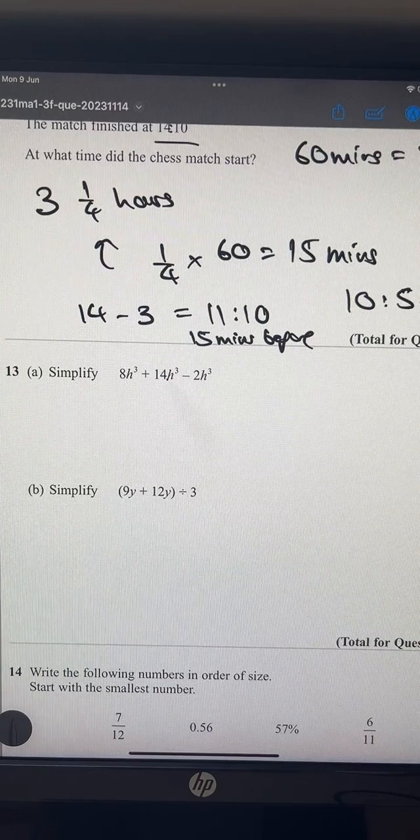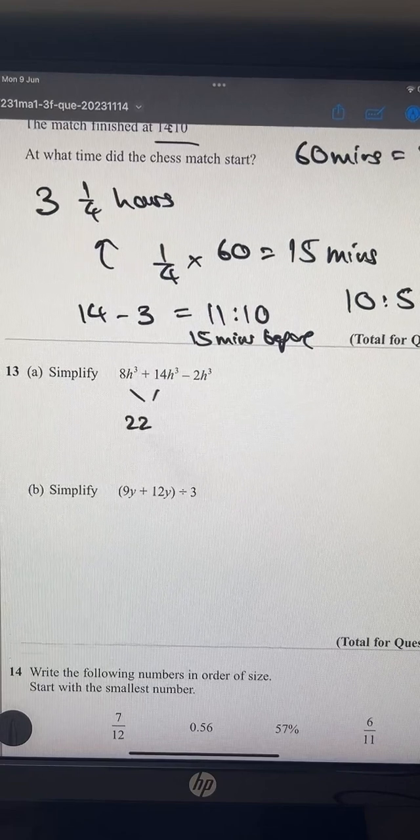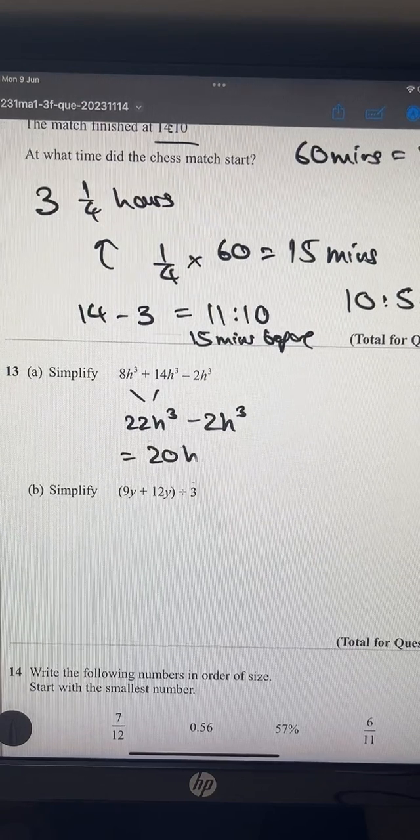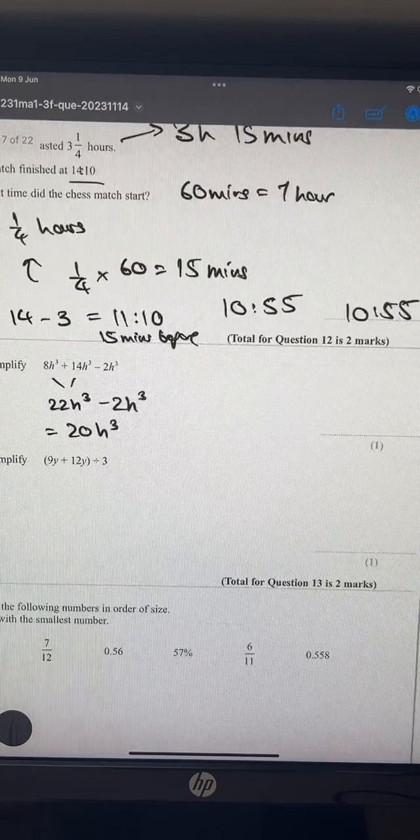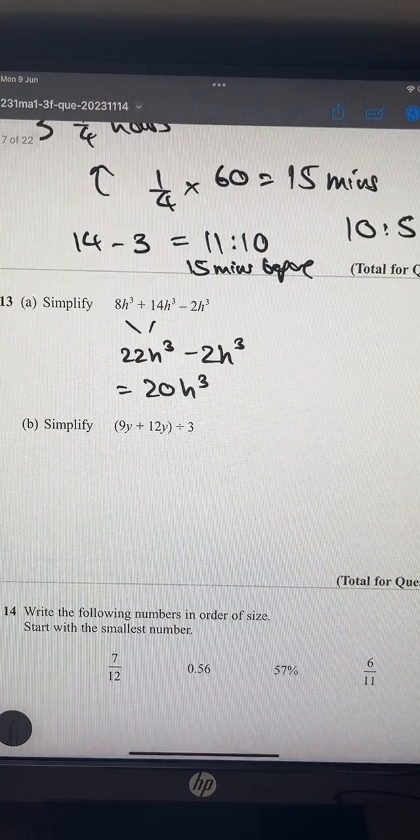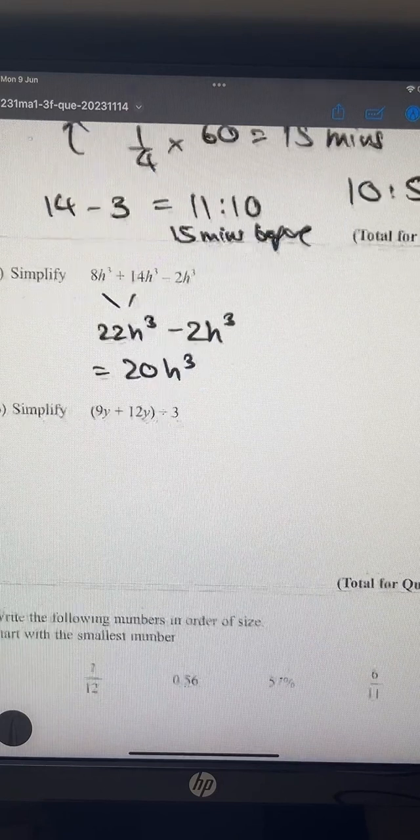If I put that into my calculator, I get 22, right? So this is 22h cubed, and I'm subtracting 2h cubed. All right? So now I've got 22 lots of this thing, and I'm taking away 2 lots of it, right? So that's just going to be 20 lots of h cubed. And that's it. Just like that. 20h cubed, all right? Always think of it like it's holding on to its buddy. It's got that many lots of something, all right?